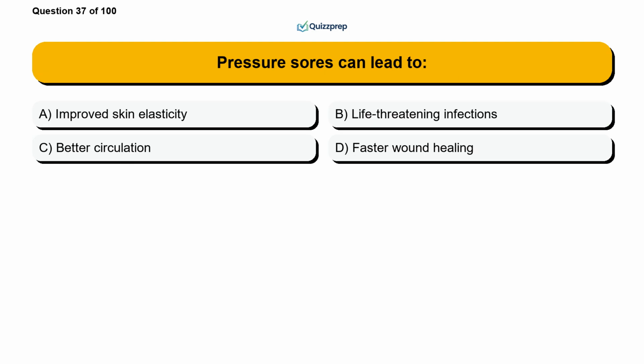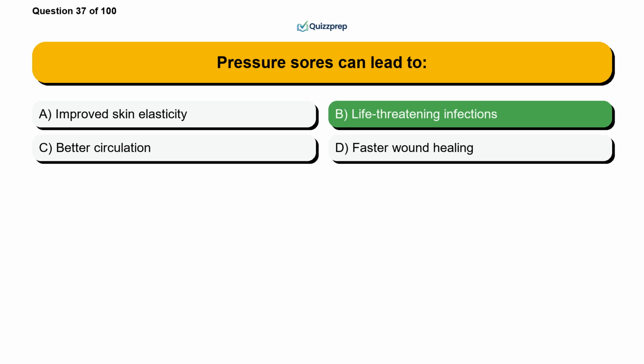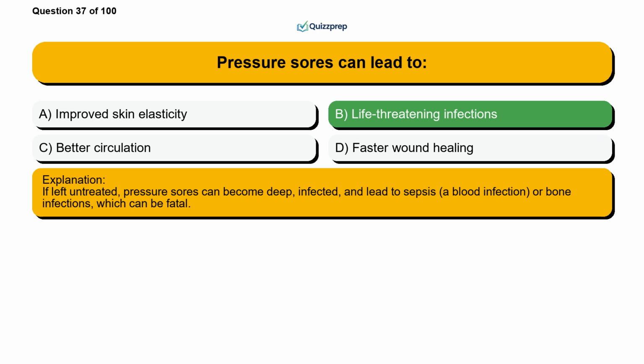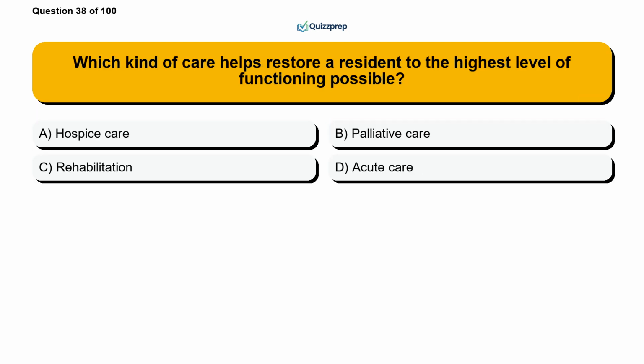Question 37. Pressure sores can lead to: Option A, improved skin elasticity. Option B, life-threatening infections. Option C, better circulation. Option D, faster wound healing. The correct answer is option B, life-threatening infections. If left untreated, pressure sores can become deep, infected, and lead to sepsis, a blood infection, or bone infections, which can be fatal.